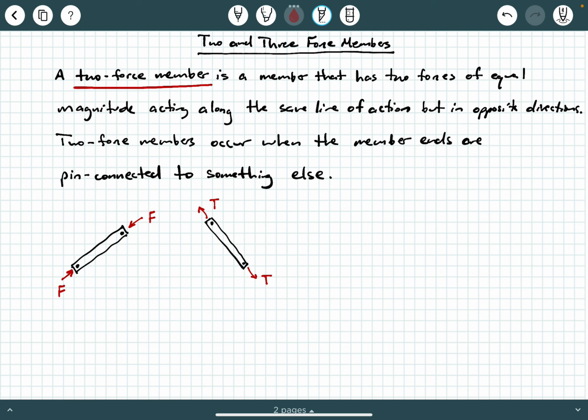Now, these members don't have to be linear, although most of the time they are. So for example, if you have a member that has some curvature to it and it's pin connected at its ends, and let's say it's supporting a force P here and the same force P over here, notice that these forces P lie along the same line of action. This is still a 2 force member, okay?